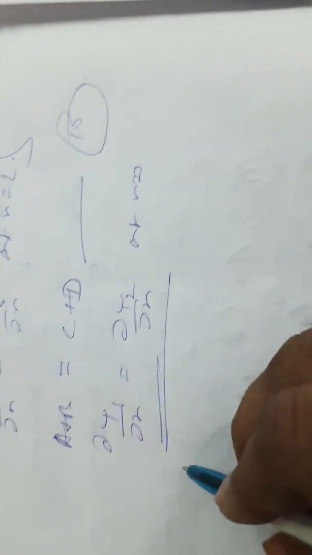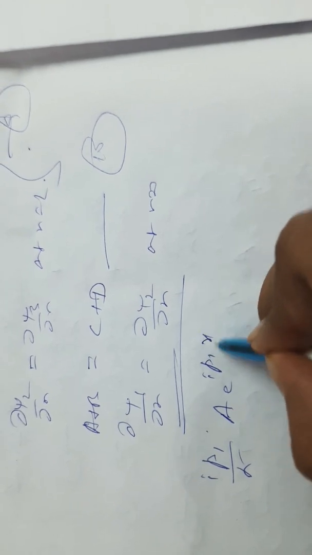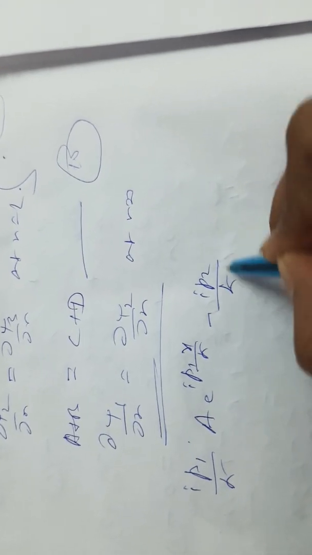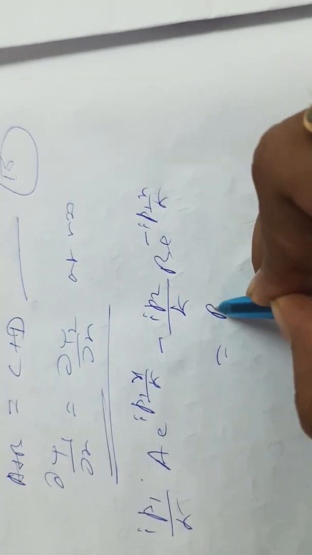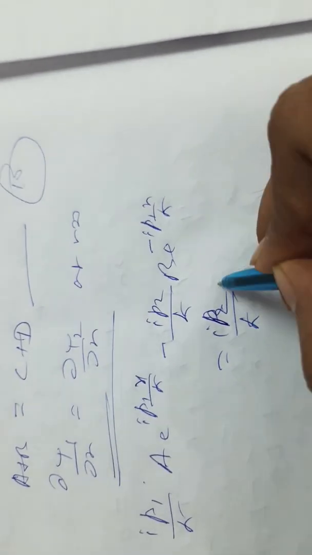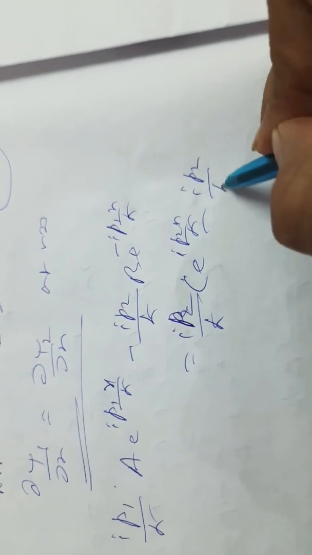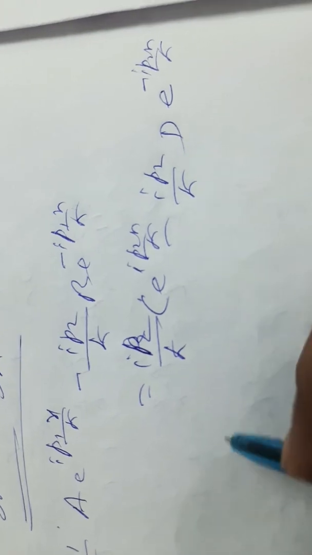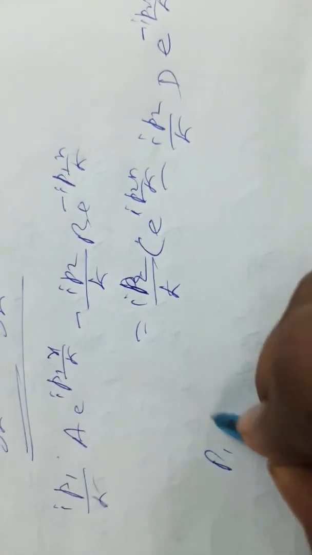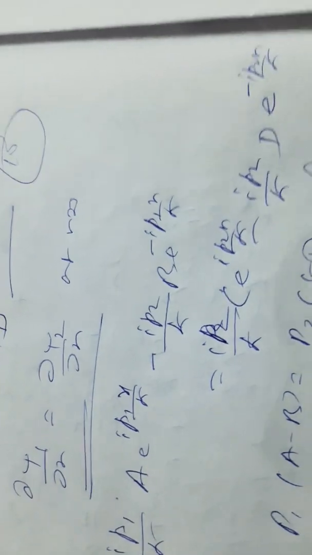So this particular thing will give us i p1 by h cross a e to the power i p1 x by h cross minus i p1 by h cross b e to the power minus i p1 x by h cross equal to i p2 by h cross c e to the power i p2 x by h cross minus i p2 by h cross d into e to the power minus i p2 x by h cross. So substituting the values, putting x is equal to 0 over here, and rearranging, we'll get p1 into a minus b is equal to p2 into c minus d. So this will be our equation number 11, say.